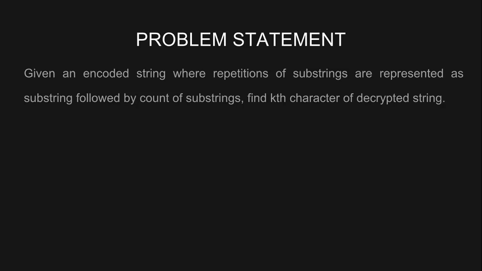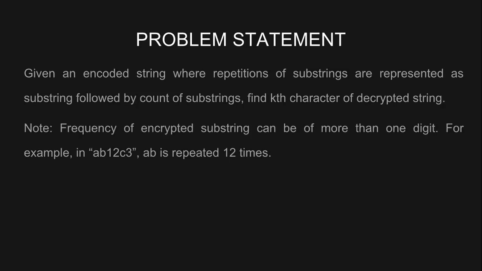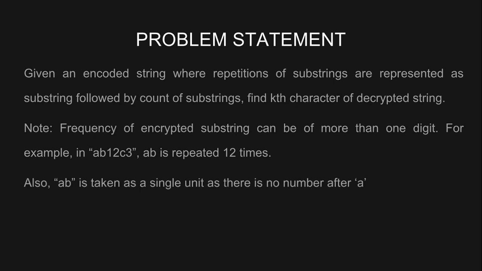Note that the frequency of the encrypted substring can be of more than one digit. For example, in AB12C3, AB is repeated 12 times. Also, C is taken as a single unit as there is no number after C.